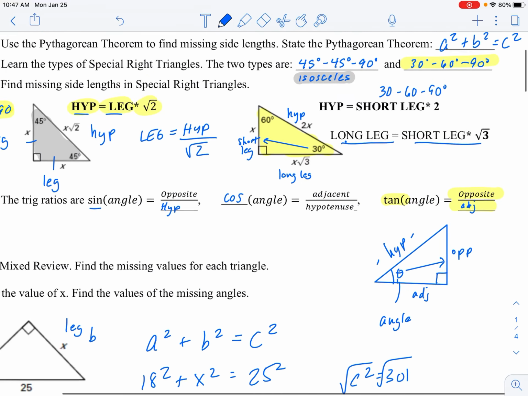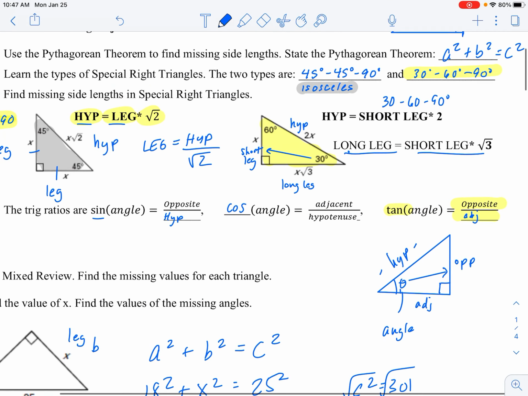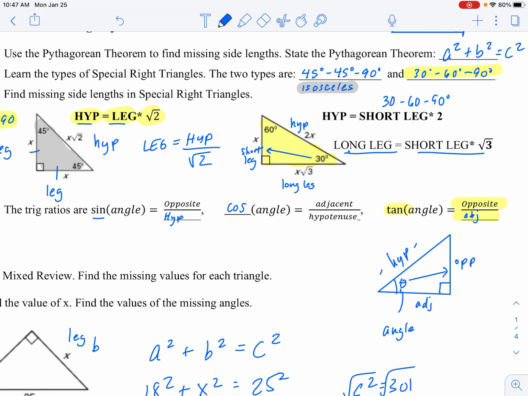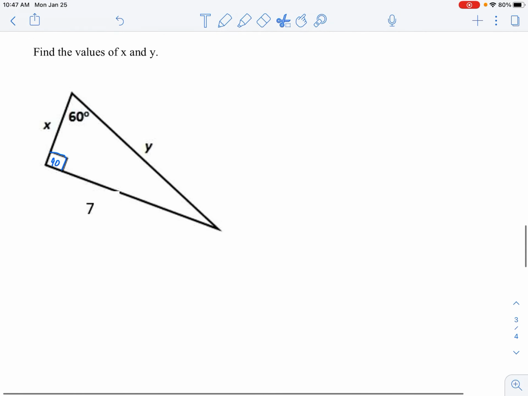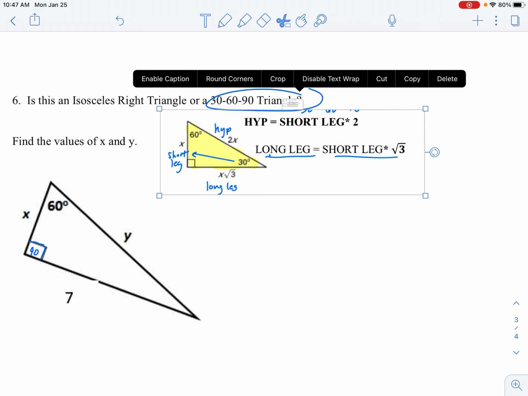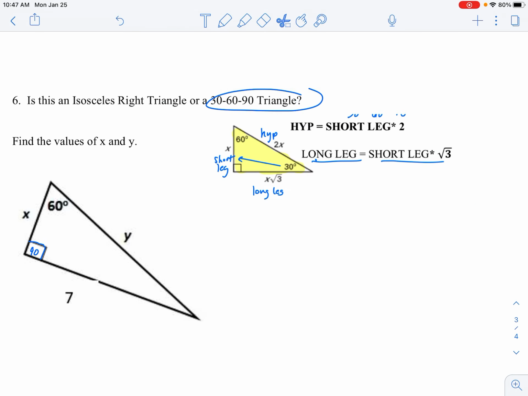If I go back to my picture from up here, I have, actually, I'll do this. It's nice to be able to see the formula at the same time. So I'm going to label this. We've got a short leg. We've got a long leg. And we've got a hypotenuse. Now we're given the long leg here. The long leg is our given number.